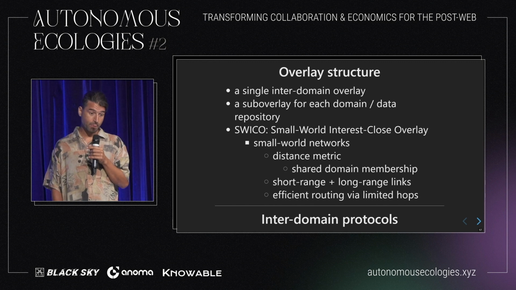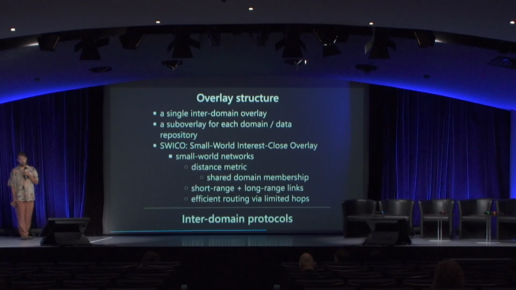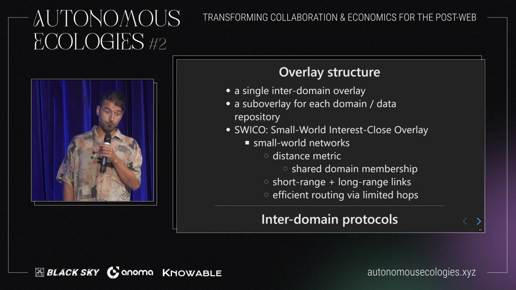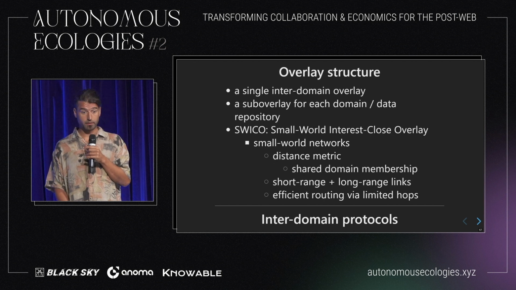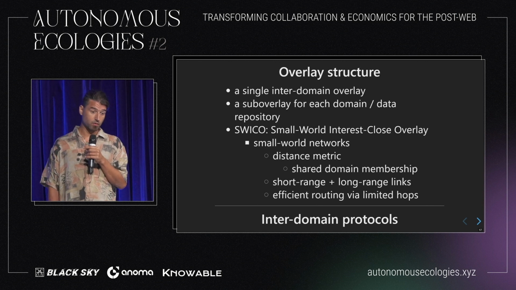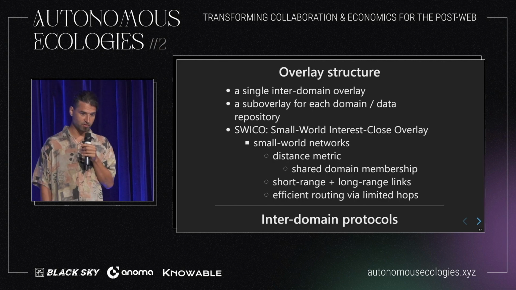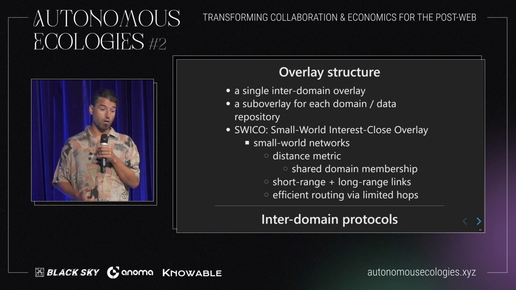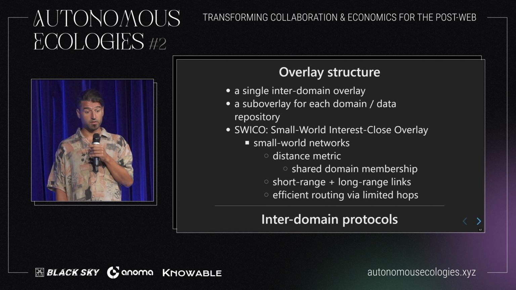And in terms of the data repository design, this is used such that each data repository with its own membership becomes a separate sub-overlay or domain where members collaborate on their data. In the academic research field, the concept of small world interest cluster overlays is relevant here, where the interdomain overlay forms a small world network where the distance metric is the domain membership similarity.